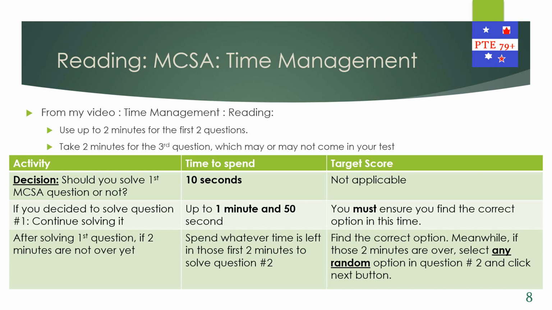But if you're having difficulties, try to solve one question 100% correct in the first 2 minutes, and the second question you can ignore, or the first question you can ignore and solve the second question 100% correct within the first 2 minutes. That is going to be our time management strategy. In the first 10 seconds, decide whether you want to solve the first question or not. How to decide, I'll explain to you. But in the first 10 seconds, just decide. If you want to solve the first question, you will have 1 minute and 50 seconds left, where you must ensure you find the correct answer. This is a must.